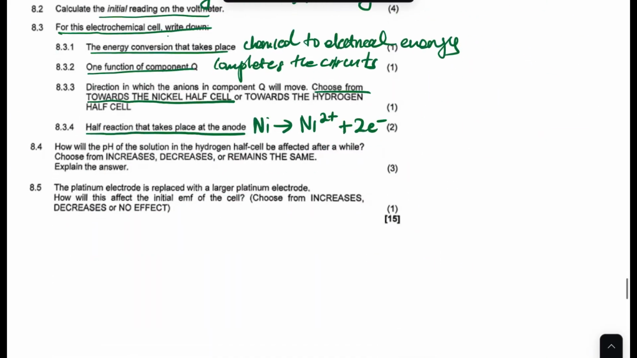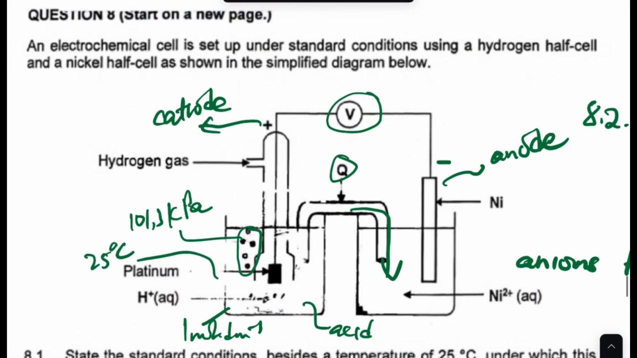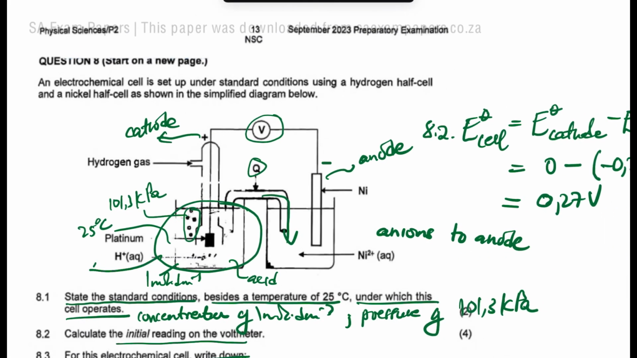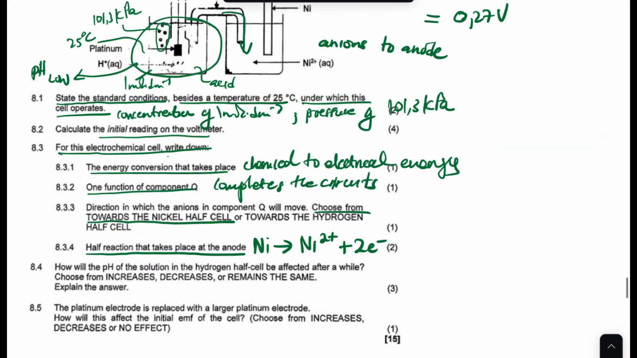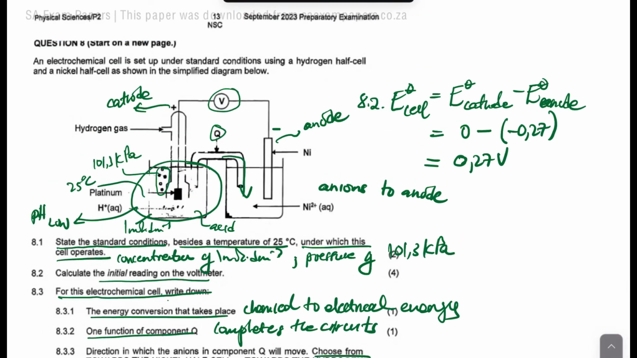Okay, now let's go to 8.4. It says, how will the pH of the solution in the hydrogen half cell be affected? Choose increase, decrease or remain the same. Explain your answer. As I've mentioned, the hydrogen half cell has an acidic solution, so its pH is low. Now, as the cell operates, the hydrogen is undergoing reduction.